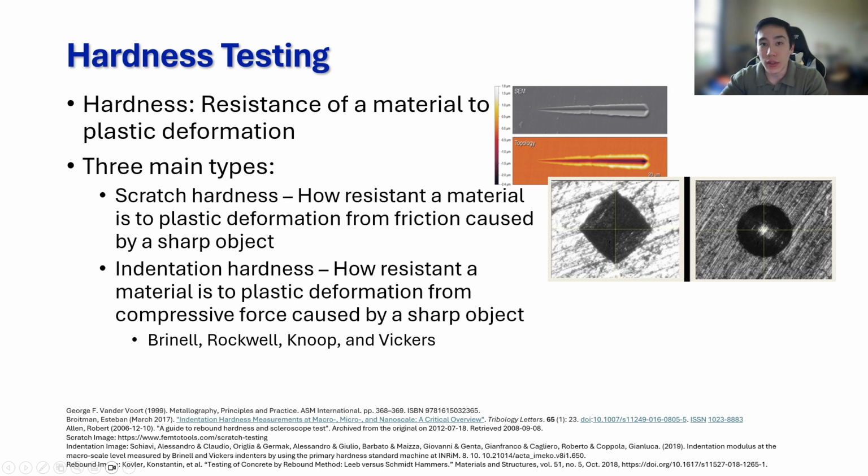In the image to the right, you can see the kind of indentations left by these tests, the first being a pyramid-shaped indent from a Vickers test, and the second being a spherical shape from a Brinell test.